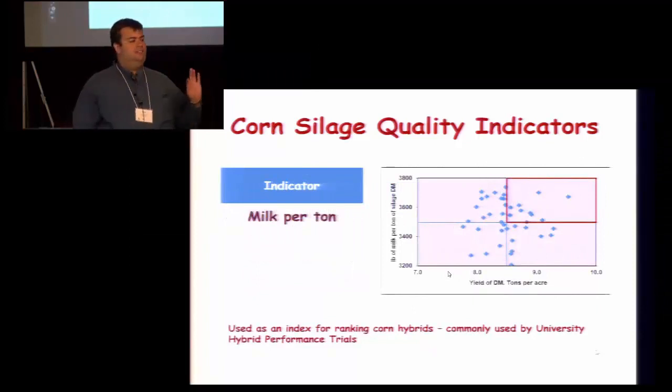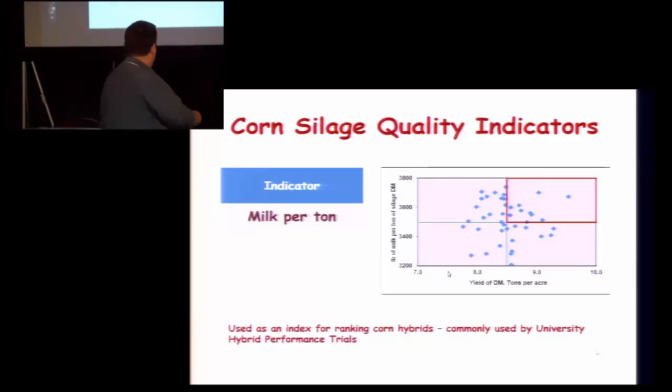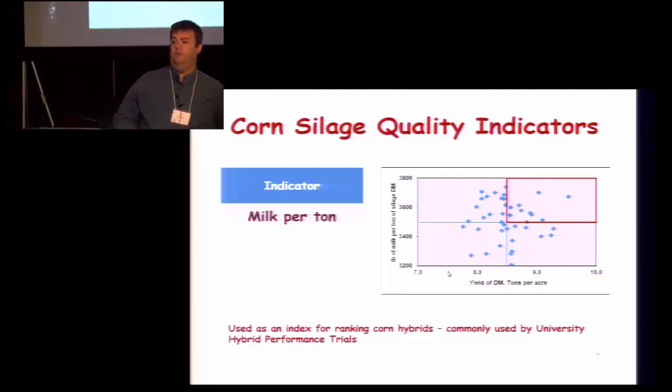I promise that this is the only slide that will discuss hybrids today, okay? Even though I enjoy working with different hybrids and I have my own opinions about them. I mentioned that milk per ton is a very good indicator, okay? However, I would like to highlight to you that when you choose a specific corn hybrid for your farm, you need to pay attention to another detail, okay?